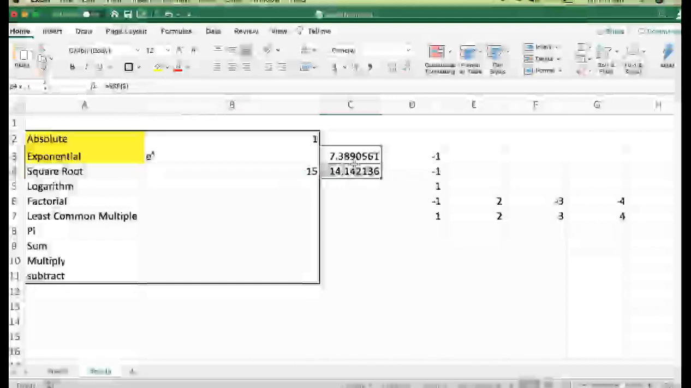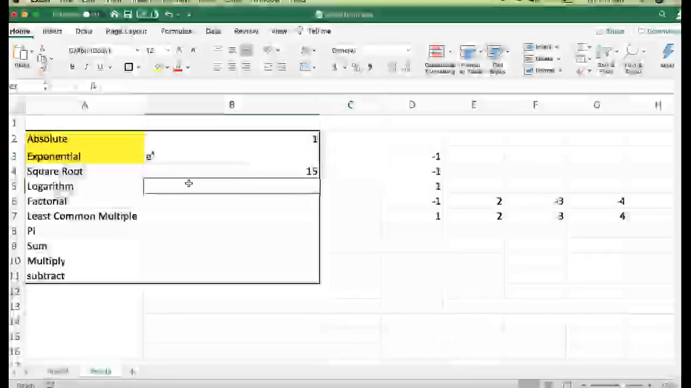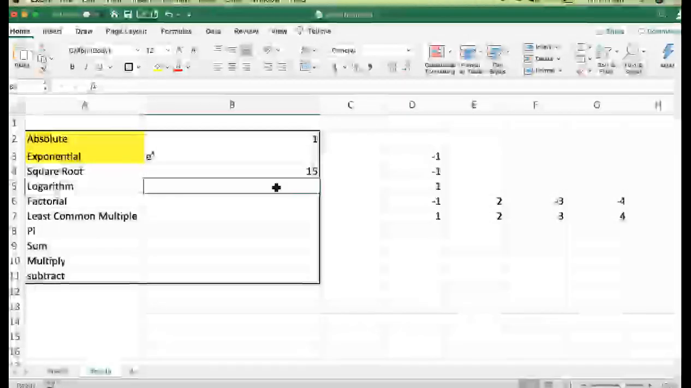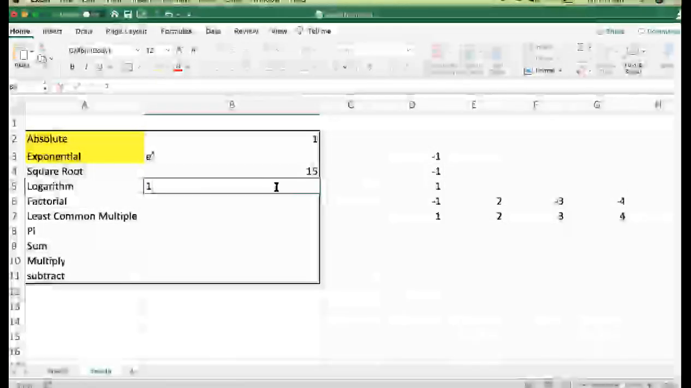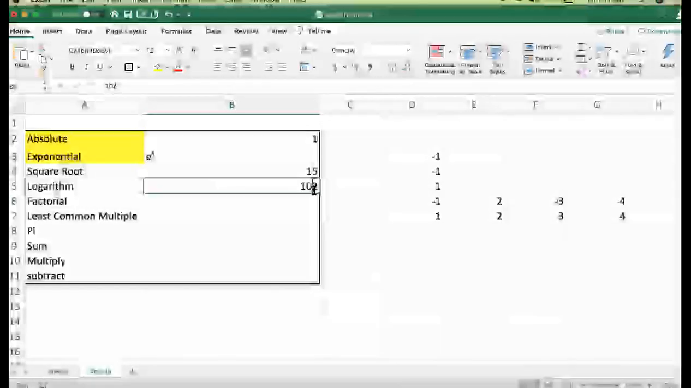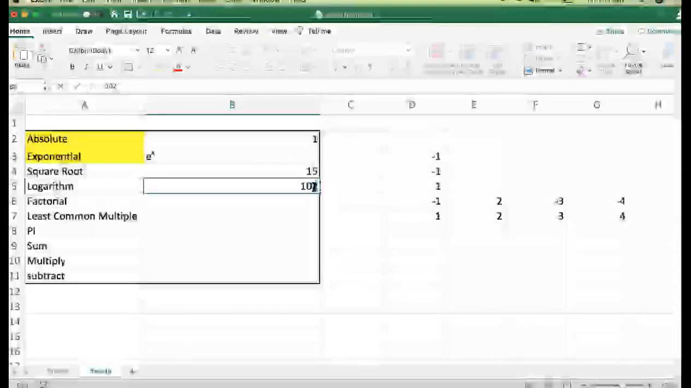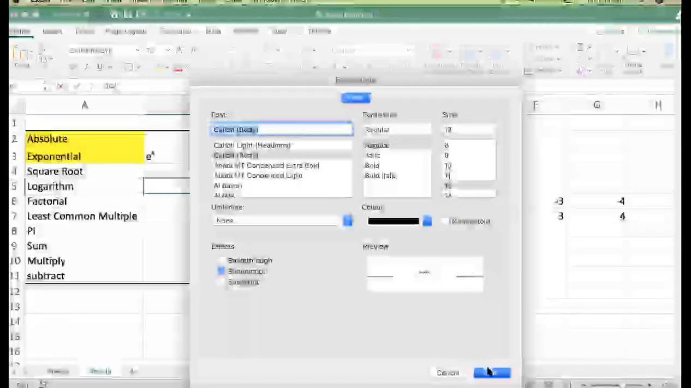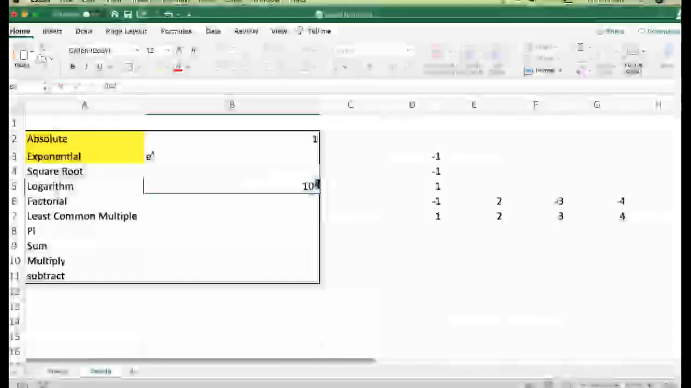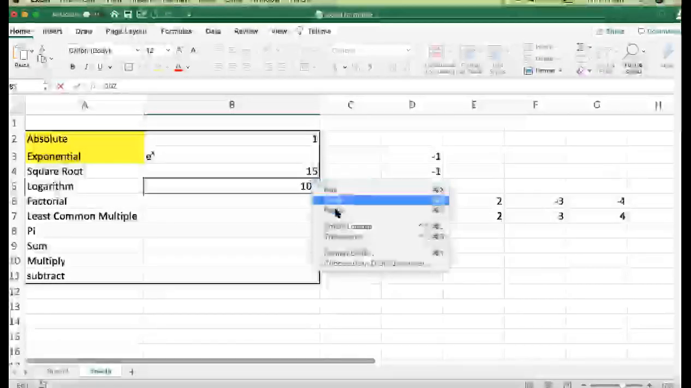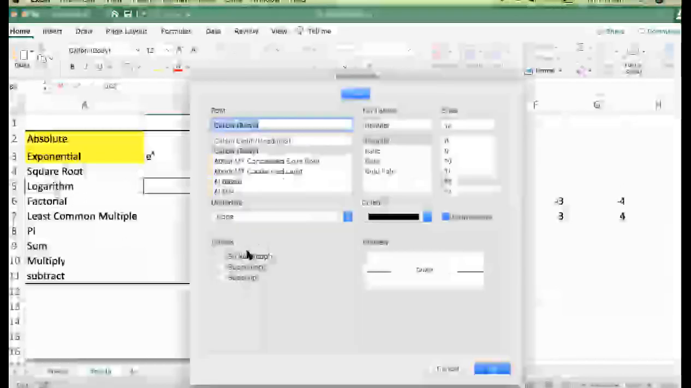Okay, the next one is logarithm. So you know very well the log value, like 10 raised to power 2, and you want to find out the log. Suppose we have 10 raised to power 2.